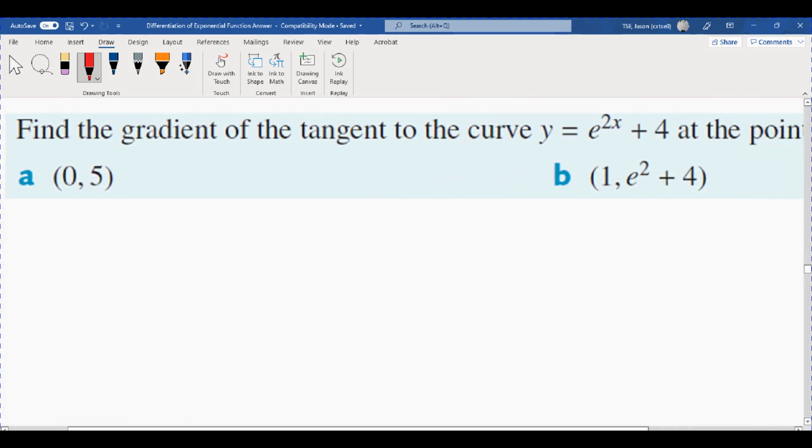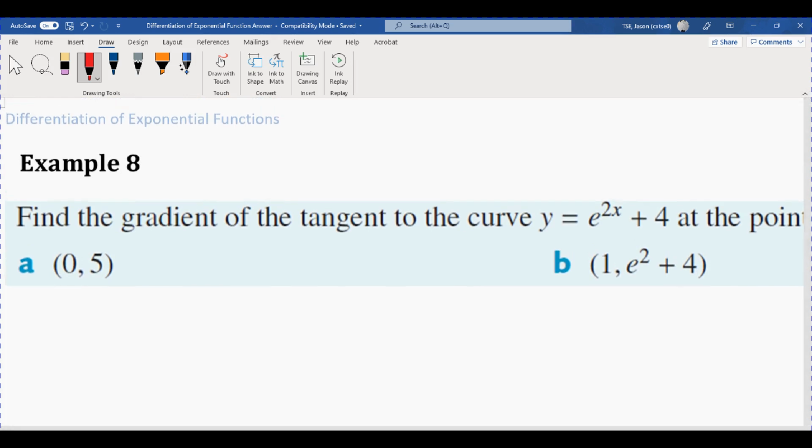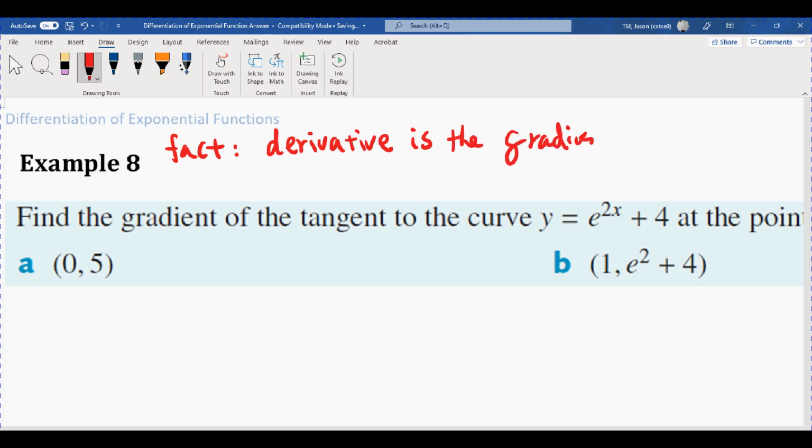All right. Okay, still remember there's some applications for the differentiation. So one of the main applications of differentiation is that the derivative is the gradient of tangent. Still remember that? Okay, here's the fact. Possibly we need to know. So remember, derivative is the gradient of tangent at a point.